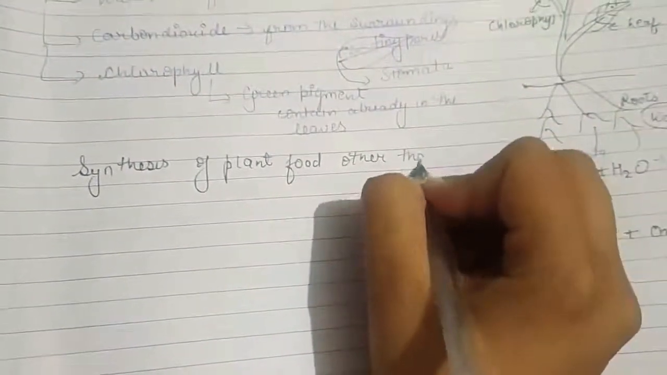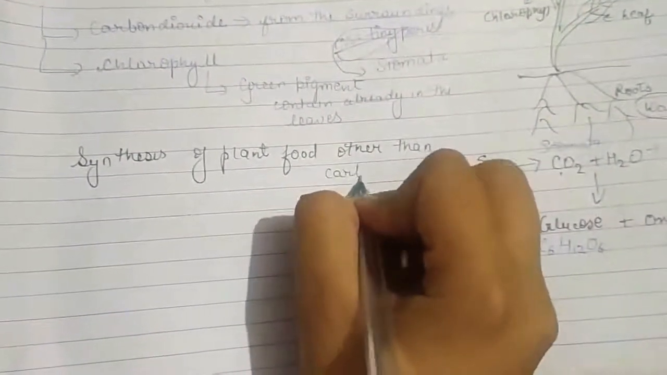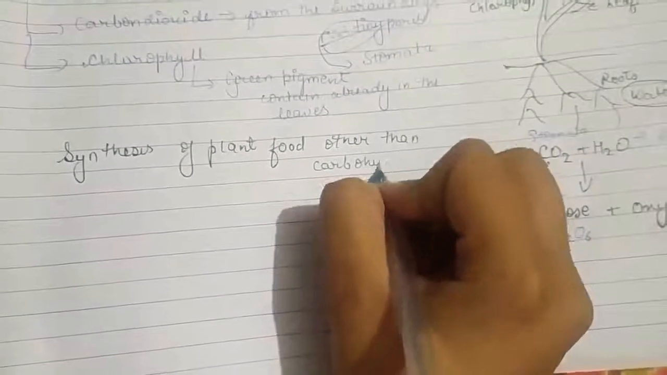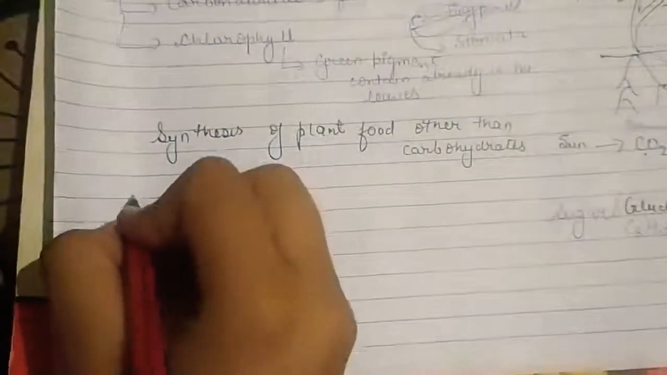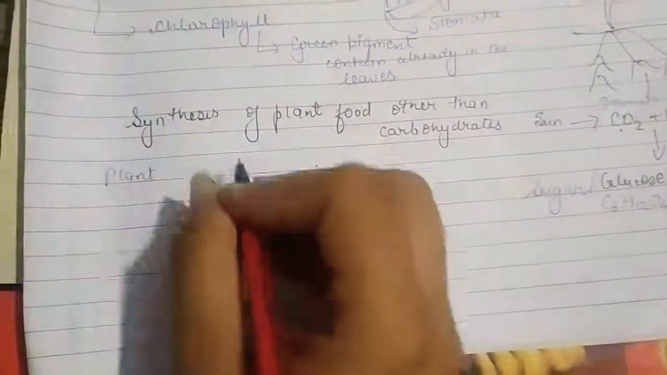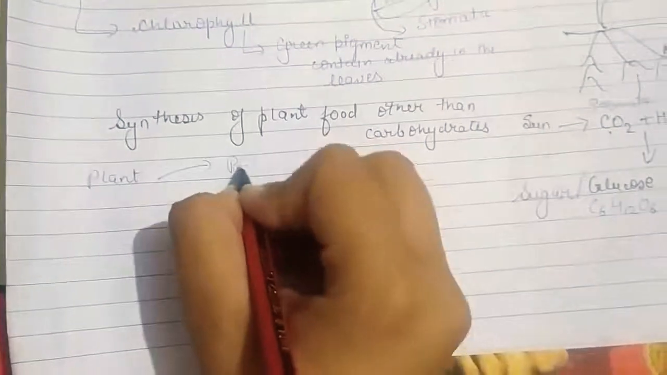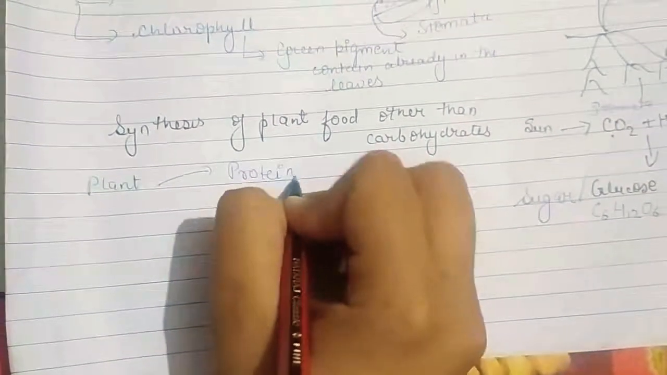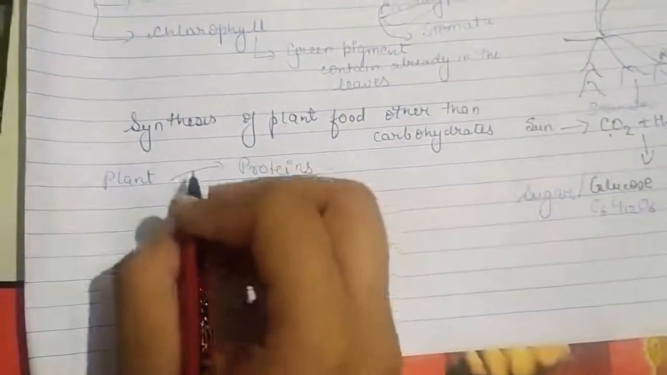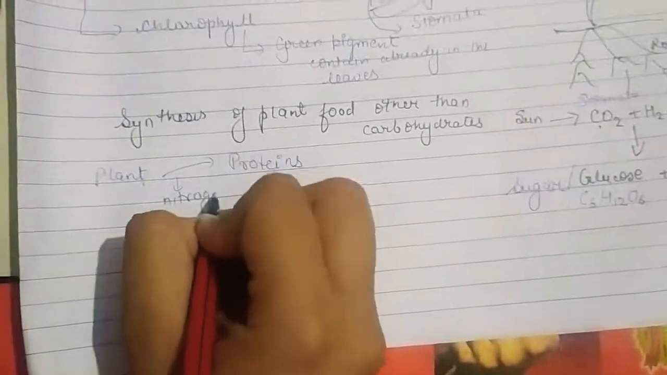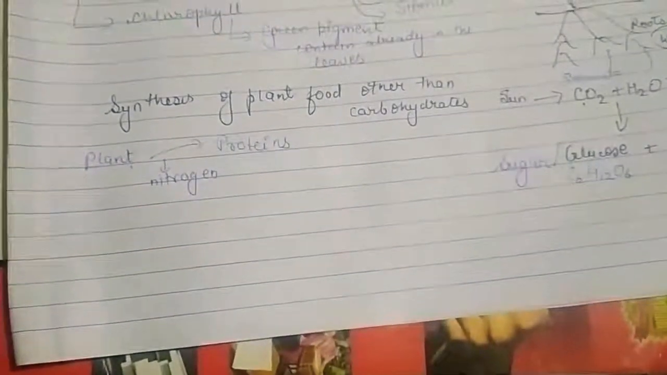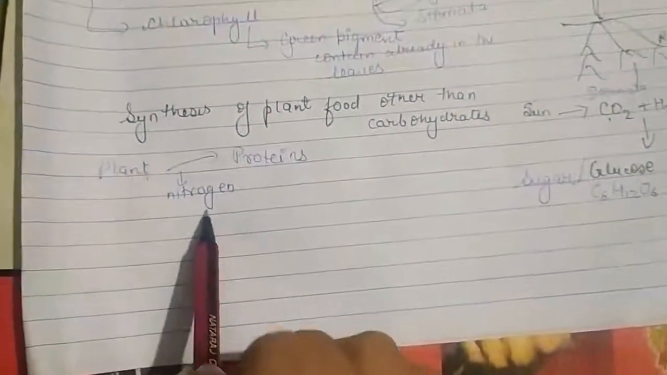Here we can see what kind of nutrients the plant requires other than carbohydrates. Normally plants also prepare proteins, and they usually use nitrogen in the preparation of proteins. Now the question arises: from where do plants get this nitrogen?